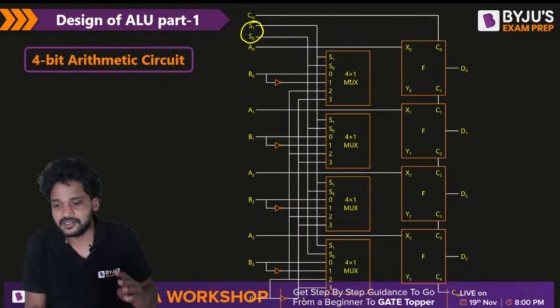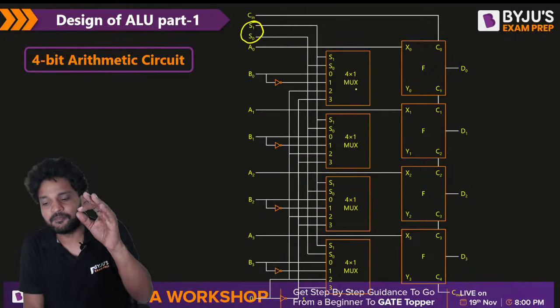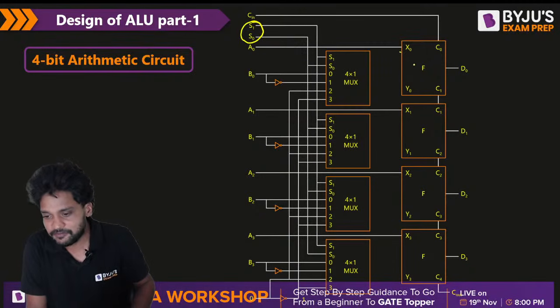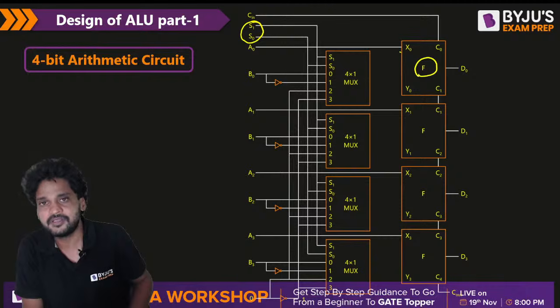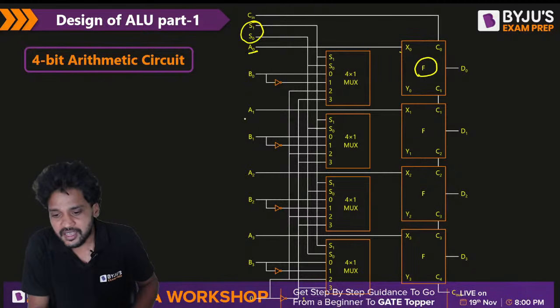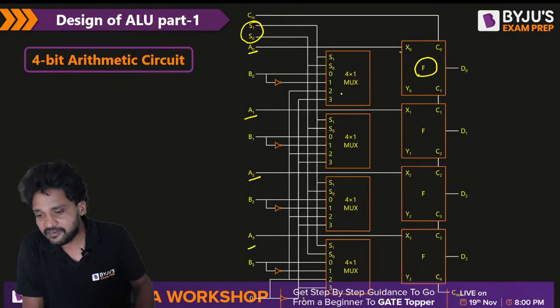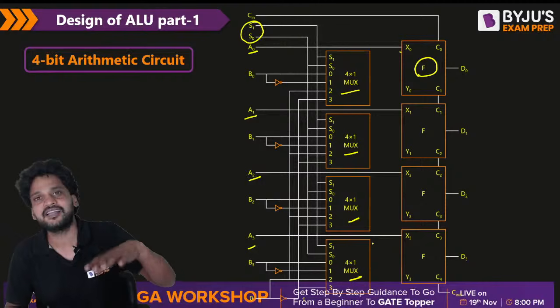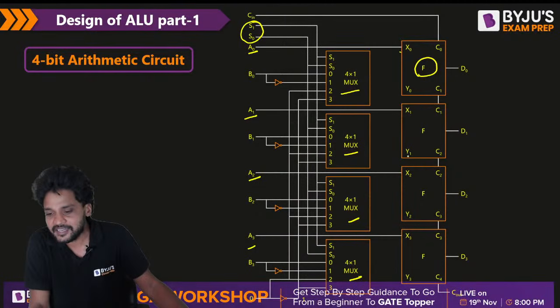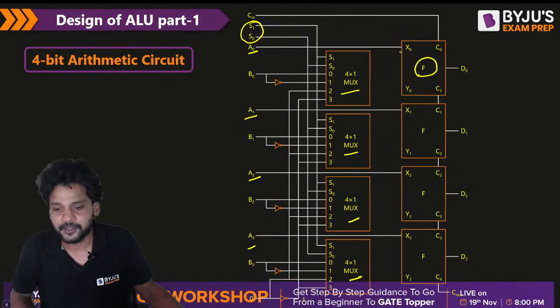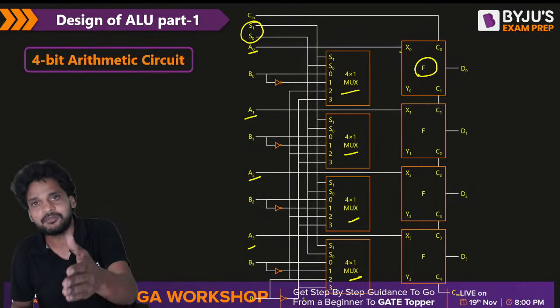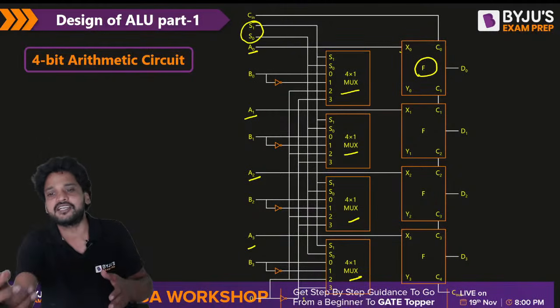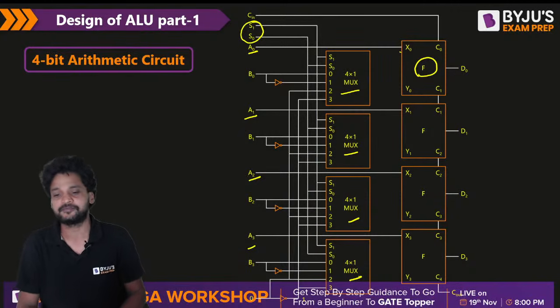Understand, the multiplexer is not connected from the A input. The A input is never connected to the multiplexer directly. It is directly connected to the full adder. A is not bypassed. A is not connected via any channel. A is directly connected to the full adder. Agreed or not? Only B has been connected to the multiplexer. The output of the multiplexer is connected to the full adder. This is precise to understand.